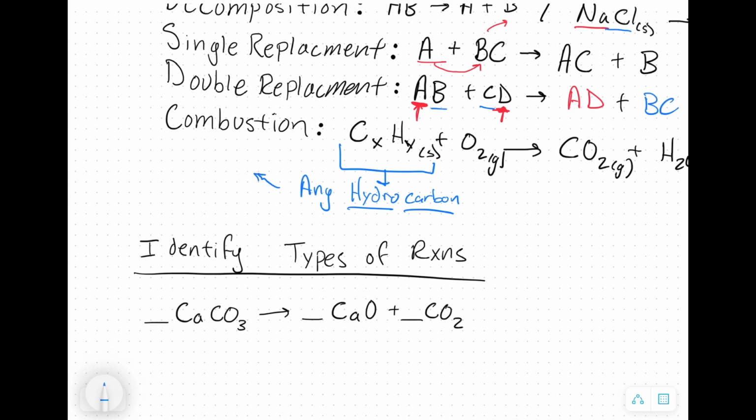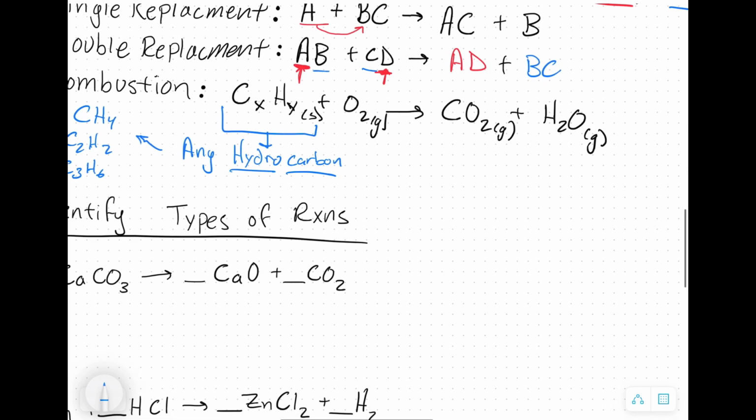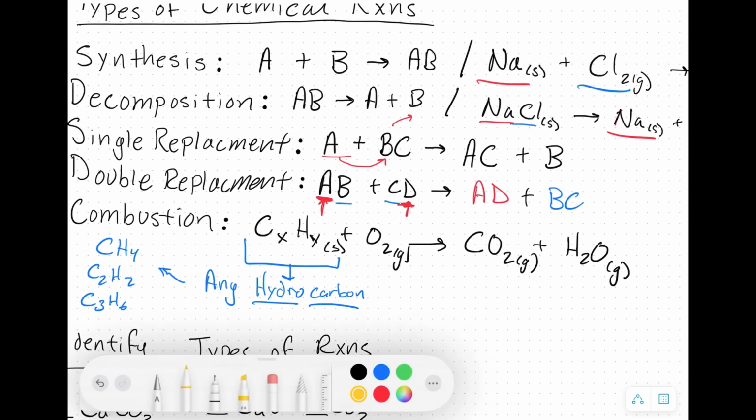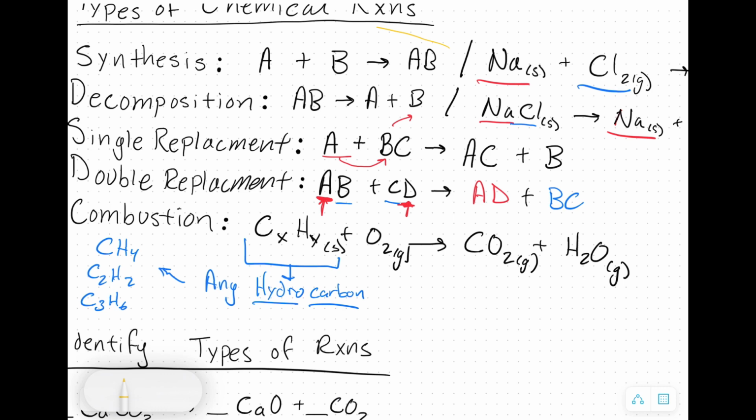So this could be CH4, C2H2, C3H6, like any combination of those things. So these are going to be the general formulas that you should know. That's going to be the general formula for synthesis.